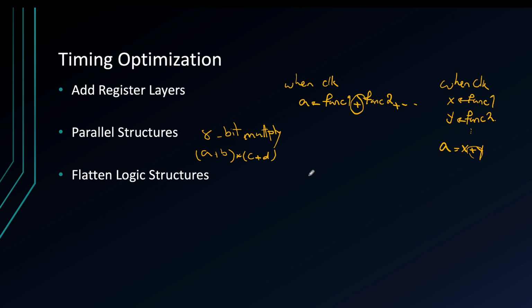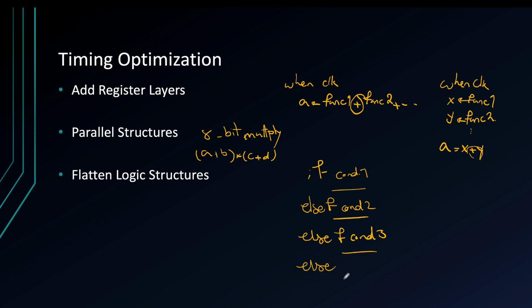So here it is. If condition 1, then do this, and then else if condition 2, then do this, and then else if condition 3, then do this, and then else do this. So this is a very complicated design. It usually gives you bad timing.